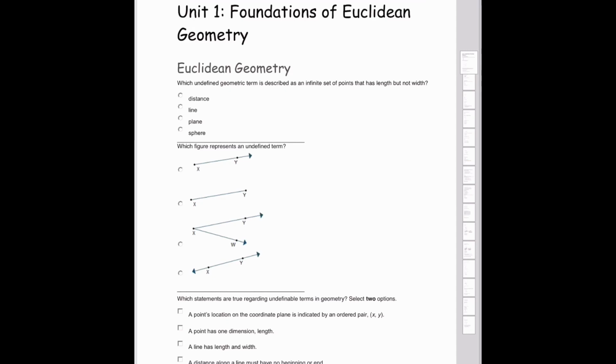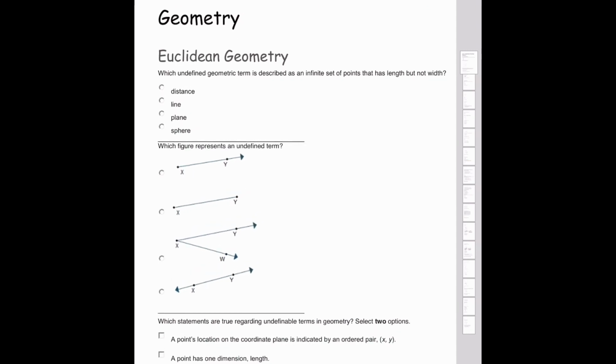The first question asks, which undefined geometric term describes an infinite set of points that has length but not width? Well, we have various undefined geometric terms in this question. However, we know that a sphere is not an undefined geometric term. Let us remember that the undefined geometric terms that we learned about are point, line, plane, and distance. So, we can automatically cross off sphere.